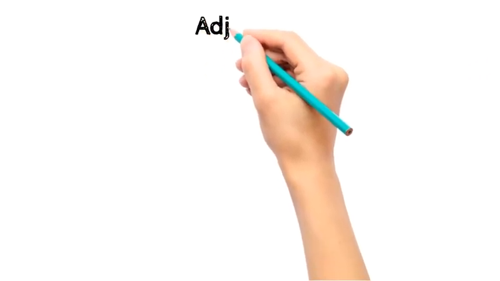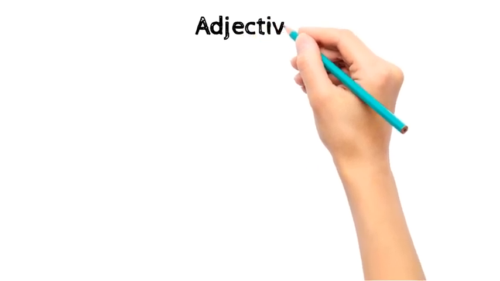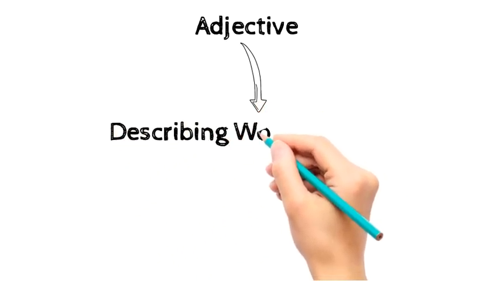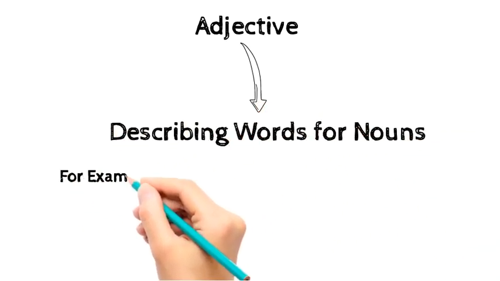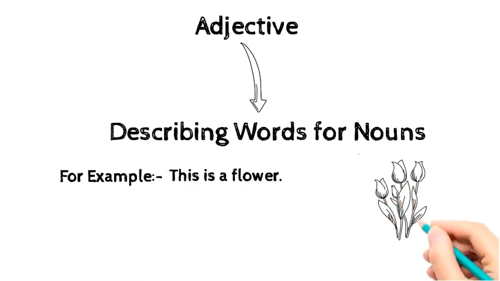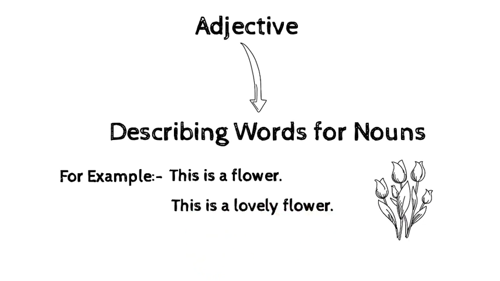Before coming to the types of adjectives, I want to highlight the definition of adjective. In short, as you already know, adjectives are describing words for nouns. Suppose, for example, this is a flower. When we say this is a flower, we are generally pointing out that it's a flower. We are not describing the flower. But when we say that this is a lovely flower, we are describing the appearance or the quality of the flower by using the word lovely. So the word lovely is an adjective here.